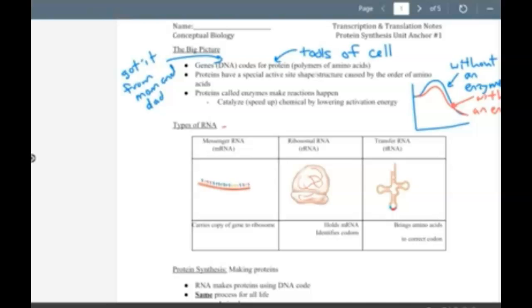It stands for ribonucleic acid. Oops, somebody wants to come in.